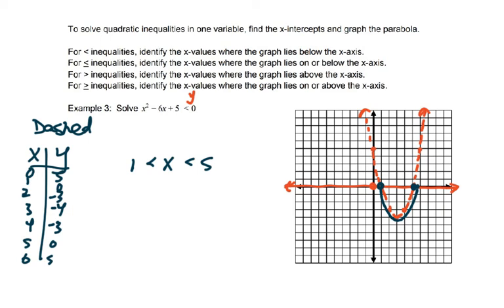So we graphed it. We decided to see where it was below the x-axis. If it had been greater than, we'd be saying, where is it above the x-axis? But because it was below, it was from 1 to 5. This thing goes below the x-axis.